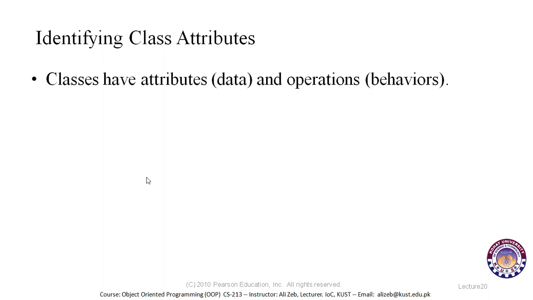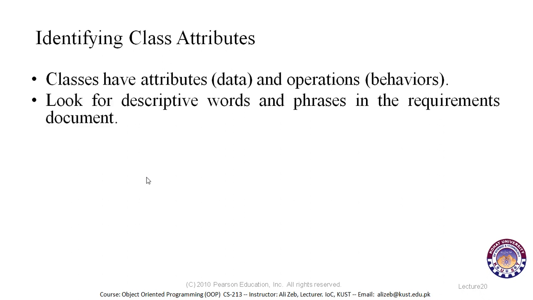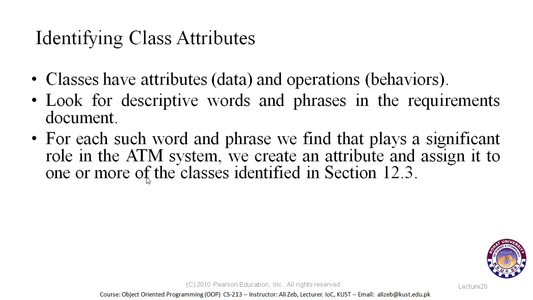Now in the next stage, we'll try to identify the class attributes. Classes have attributes and operations, as we have said right from the beginning of this course. Look for descriptive words. Now what if we are not provided with any attributes? We will need to pick our attributes from the requirements document, and we can do this by looking for descriptive words and phrases in the requirements document. For each word and phrase we find that plays a significant role in the ATM system, we create an attribute. So we pick important words from our requirements document that are important to any of the classes of our ATM system. We create an attribute and assign it to one or more of the classes identified in a previous section.